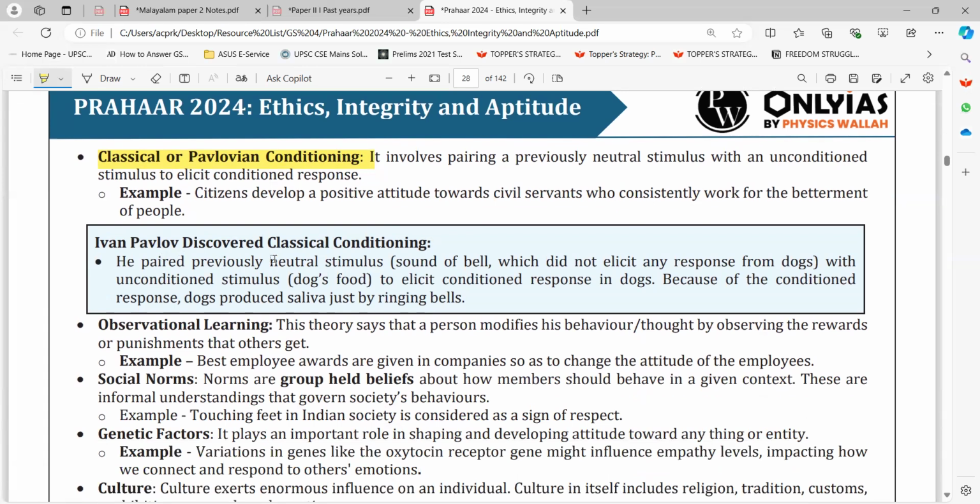He paired a previously neutral stimulus, the sound of a bell, which did not elicit any response from dogs, with an unconditioned stimulus, the dogs' food, to elicit a conditioned response in dogs. Because of the conditioned responses, dogs produced saliva just by ringing bells. Okay, next is observational learning.